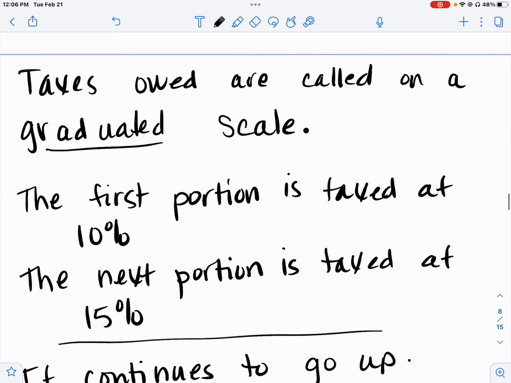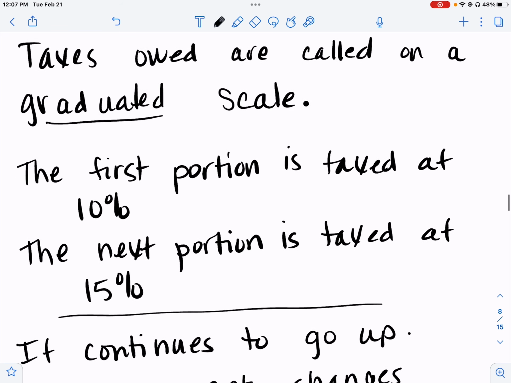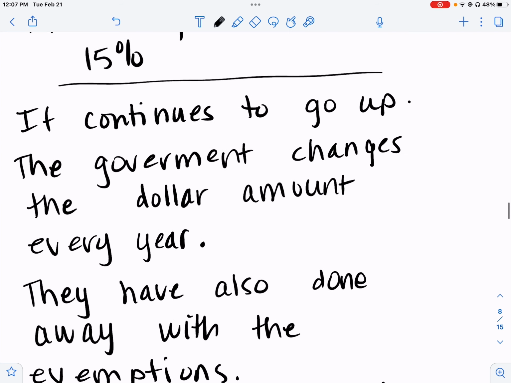Taxes are calculated on a graduated scale. So on the table that we're going to be using, the first portion is taxed at 10%. The next amount of money is taxed at 15%. So the more money you make, the higher the percentage your taxes are on that higher money. And it continues to go up.